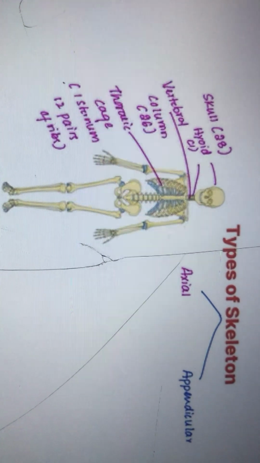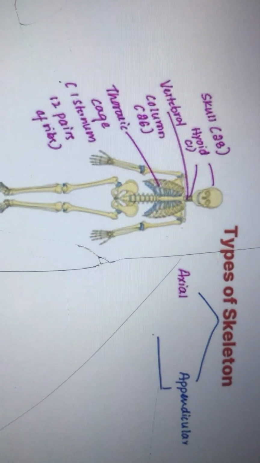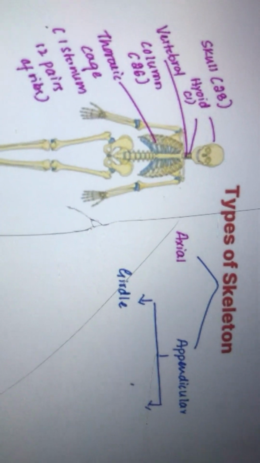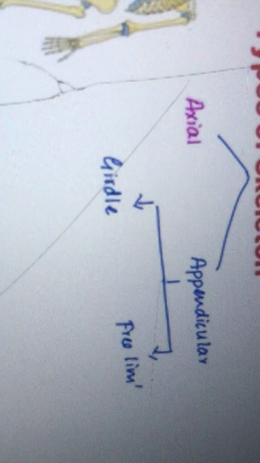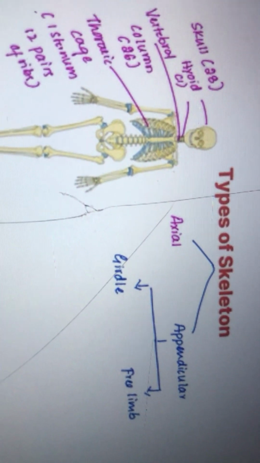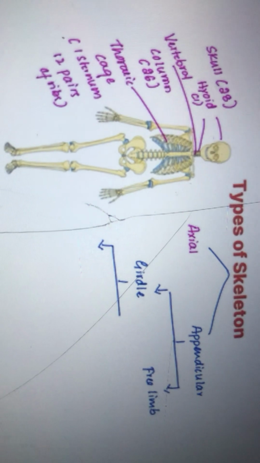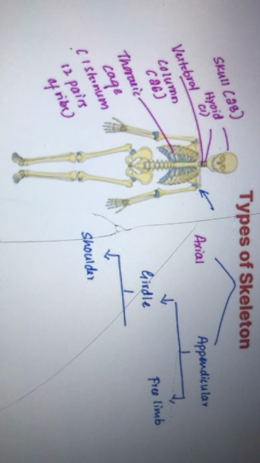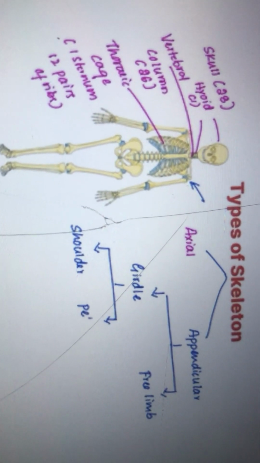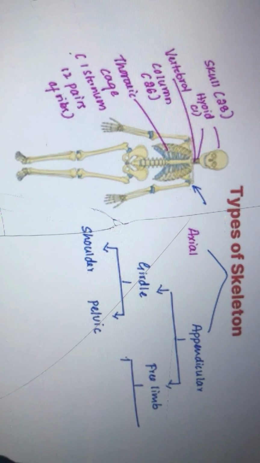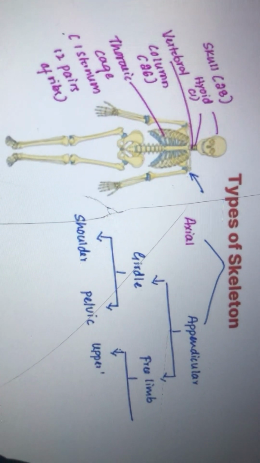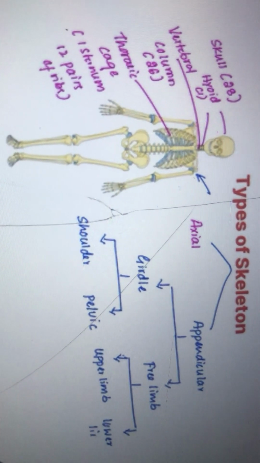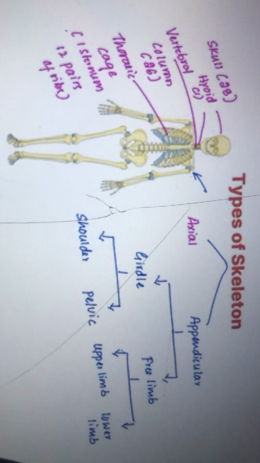What about the appendicular skeleton then? Remember, the appendicular skeleton is further divided into the girdle and then the free limb. So we have bones forming the girdle and bones forming the free limb. And in the girdle we have two. What are they? We have the shoulder girdle. So this is the region of the shoulder girdle, and then we have the pelvic girdle, right? And in the free limb we have bones of the upper limb, and then we have bones of the lower limb. This is how we group the bones forming the appendicular skeleton.